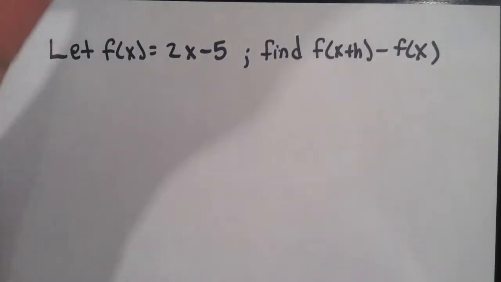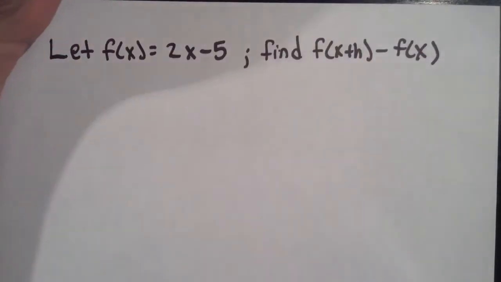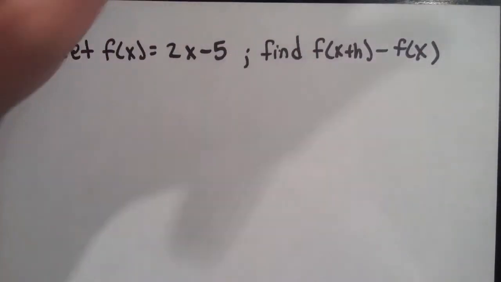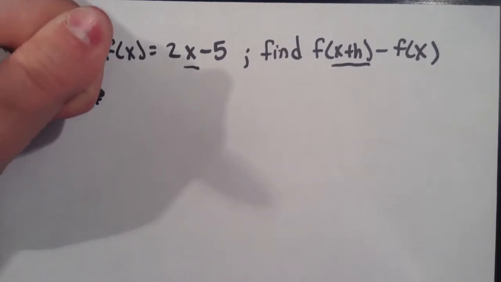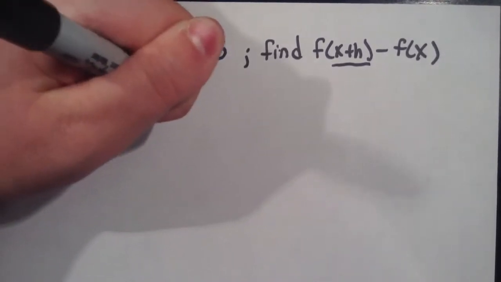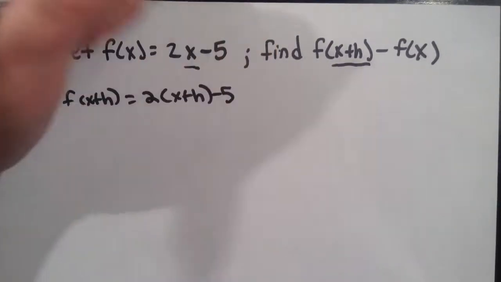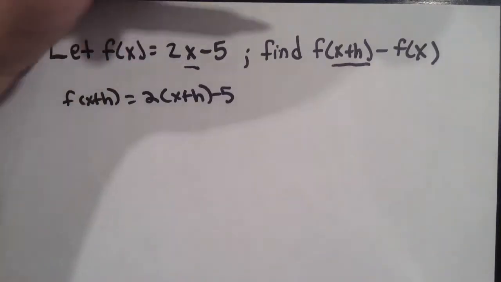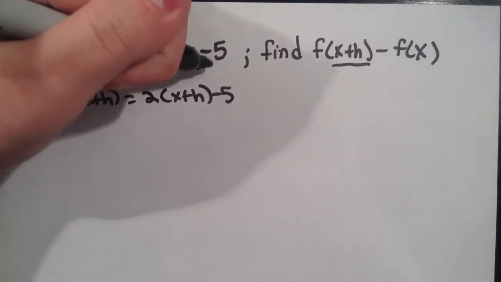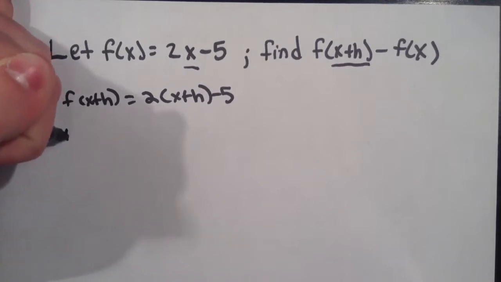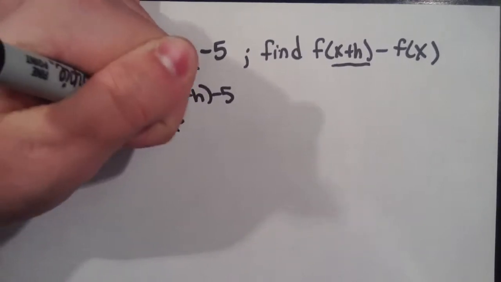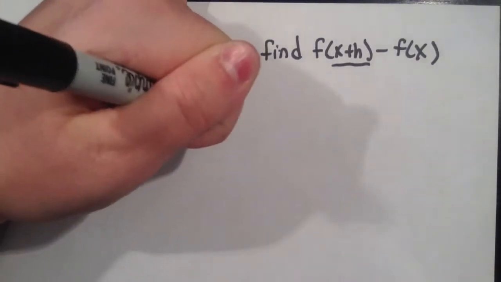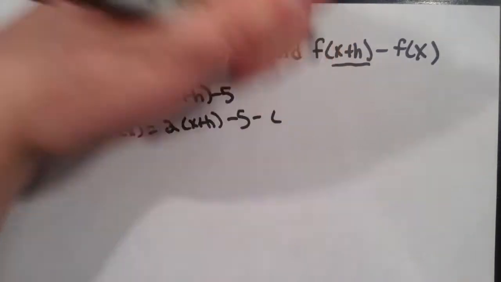For our first example, we're going to show how to find the numerator of the formula. So that's the f of x plus h minus f of x. This means that for every x in the original formula, you're going to plug in x plus h. So f of x plus h will equal 2 times (x plus h) minus 5. Next, the formula says to subtract f of x, which is your original formula. So you have f of x plus h minus f of x equals 2(x plus h) minus 5 minus 2x minus 5.